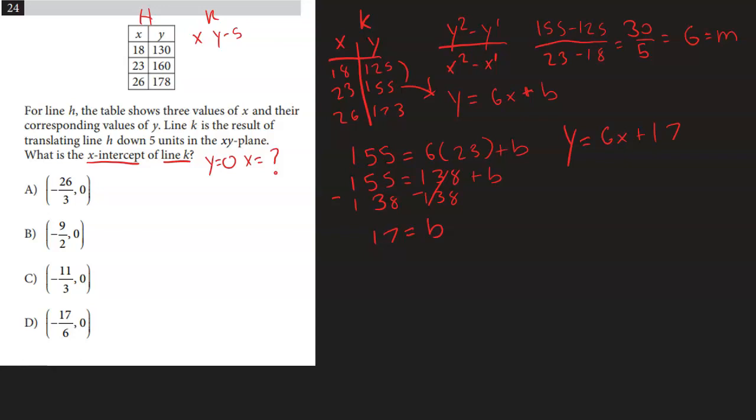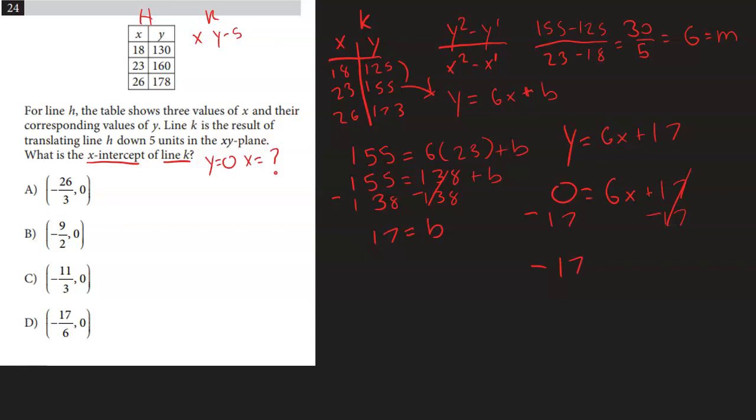And so, what are we solving for? We're solving for the x-intercept, so y has to equal 0. So let's just throw in 0 for y, and that would be 0 equals 6x plus 17. Move the 17 over.